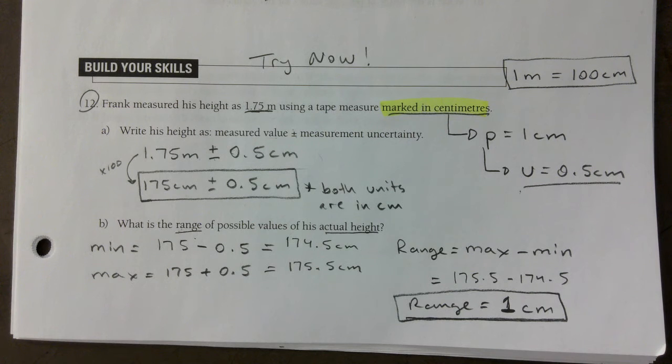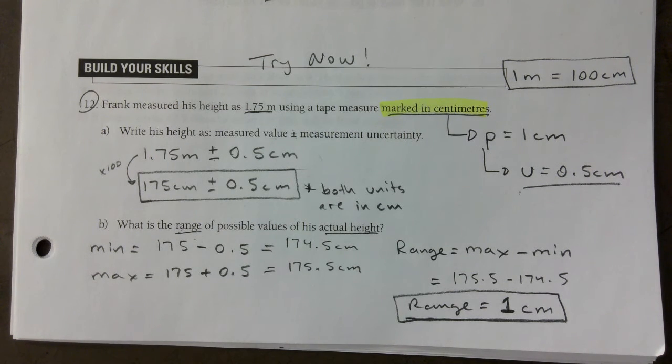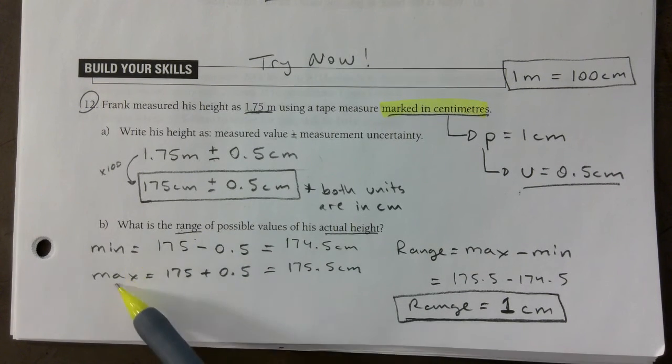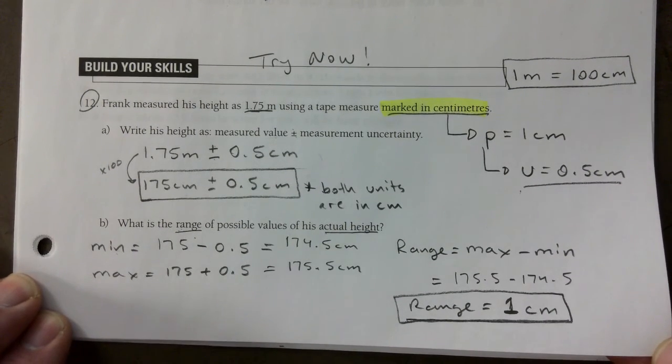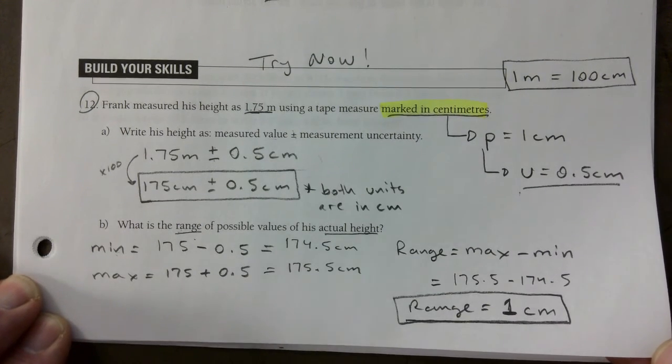That's how you do that. So to get the range, you need the min and max, which it didn't ask you to do. It didn't guide you through it, but it's supposed to be like that. Okay.